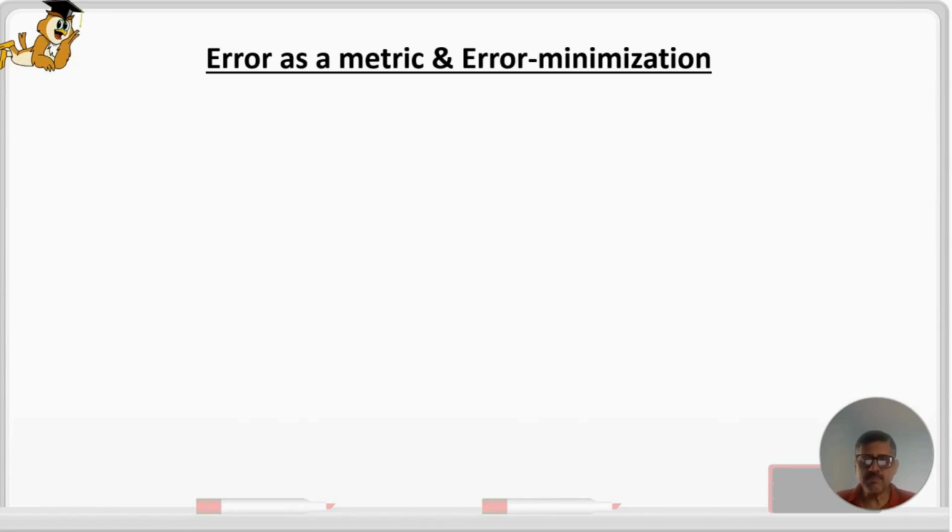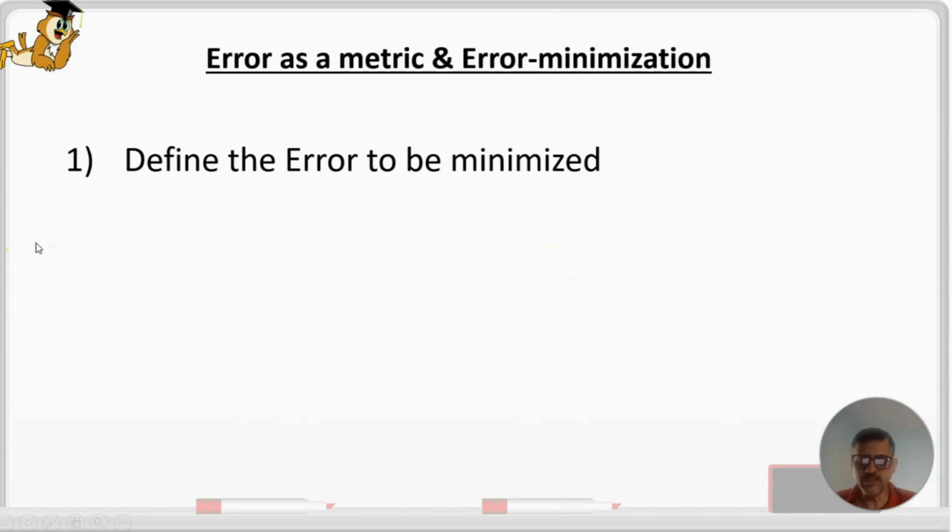Okay. Error as a metric and error minimization. One commonly used metric is the error. Error is often used as a metric for optimization, and what you perform in the course of optimization is essentially error minimization. So let's see how error minimization works. The first thing you do is, of course, define the error to be minimized. Again, the error could be defined in multiple ways, but you essentially define the error that you want to minimize.